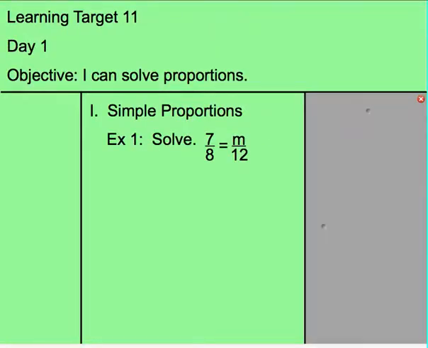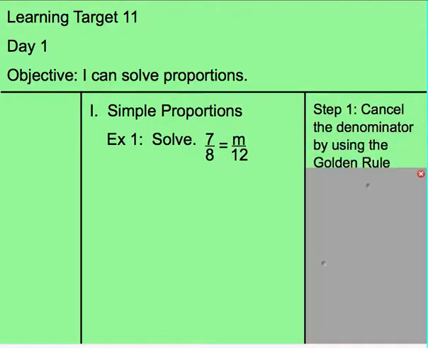Alright, so this is day 1 of learning target 11. We're going to take a look at how to solve some simple proportions as well as some that are a little bit more complicated. Now when we take a look at our first proportion, we've got 7/8 equals m/12. Now using the golden rule, we're going to cancel the denominator.